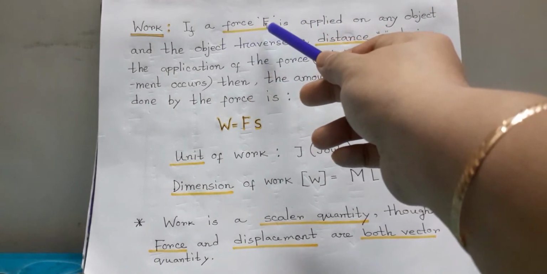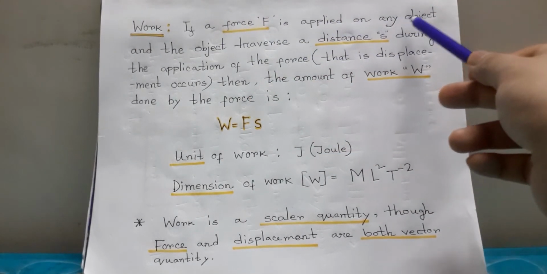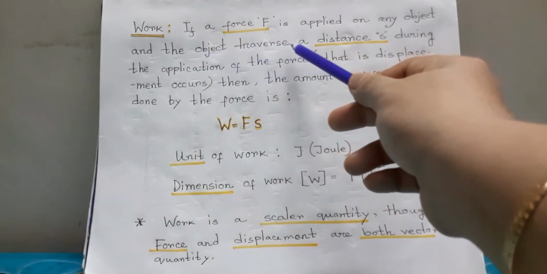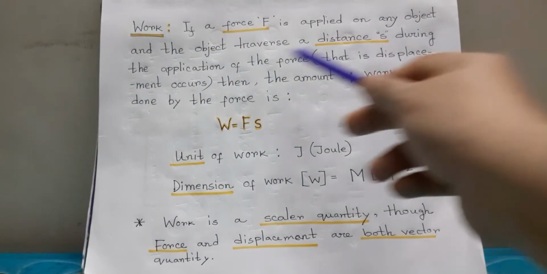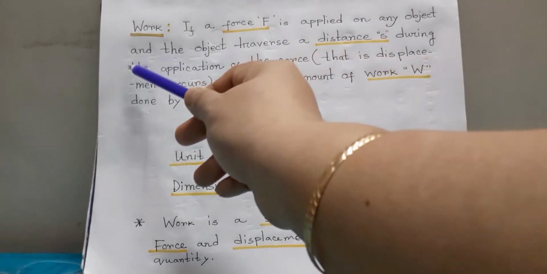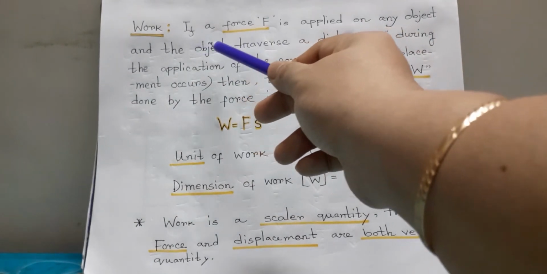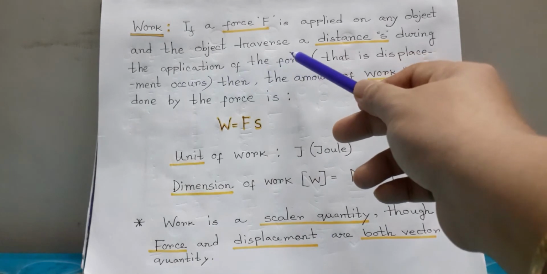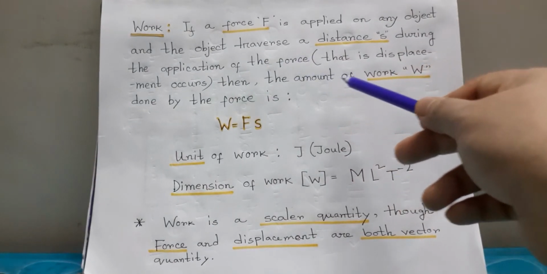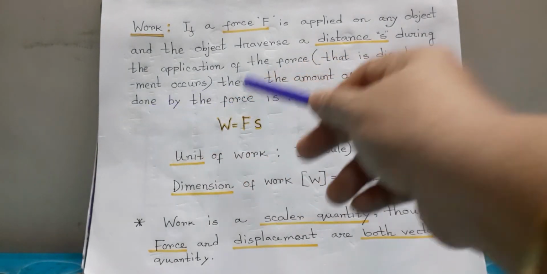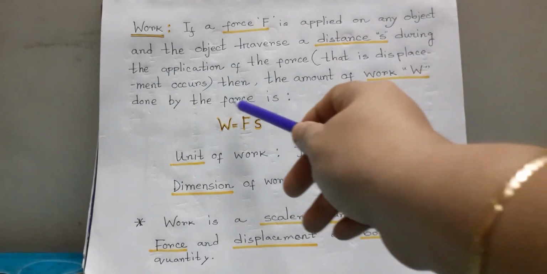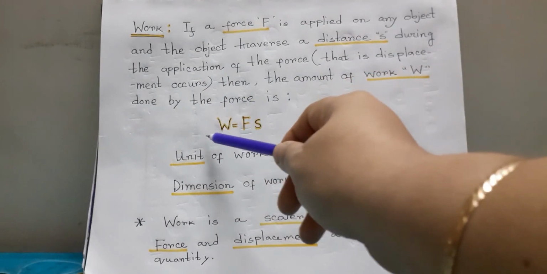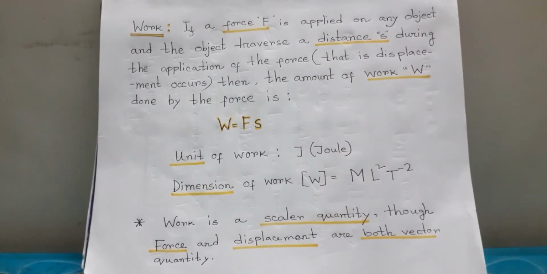If a force F is applied on any object and the object traverses a distance s during the application of force, that means the distance that the object will cover during the application of force, then the amount of work will be done, and we can calculate work by this formula W equal to Fs.